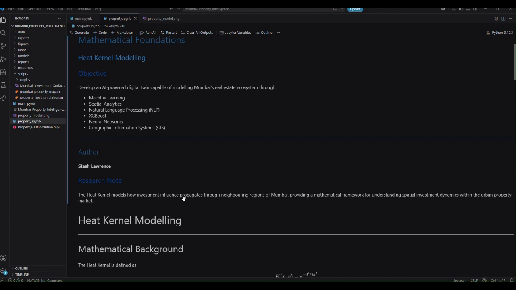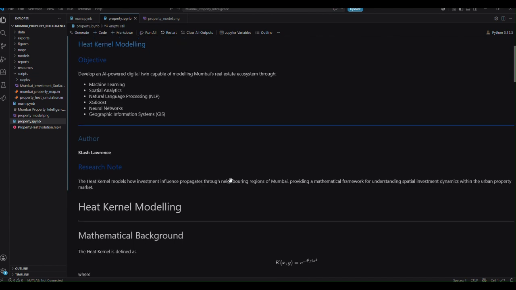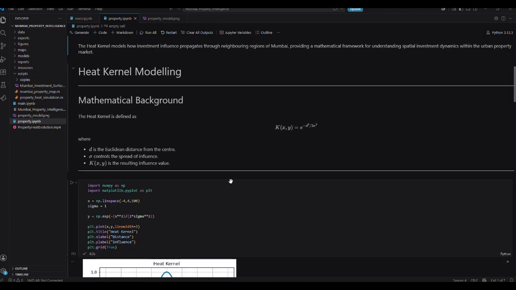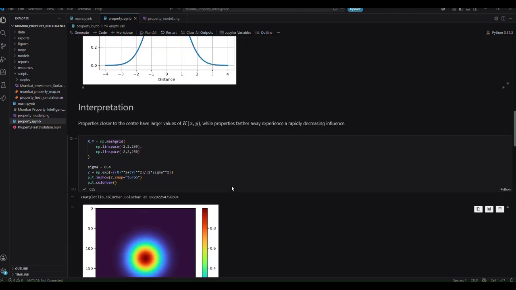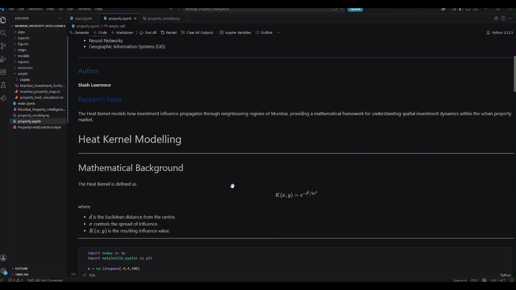Now, the heat kernel models how investment influence propagates through neighboring regions of Mumbai, providing a mathematical framework for understanding spatial investment dynamics within the urban property market. So I'm not going to venture too far here, but first, let's just understand what the heat equation is.